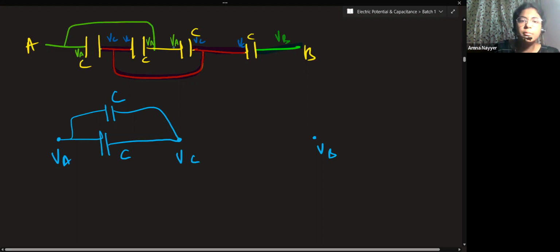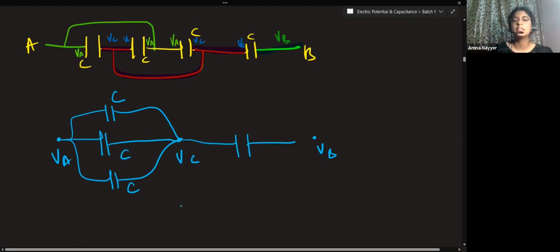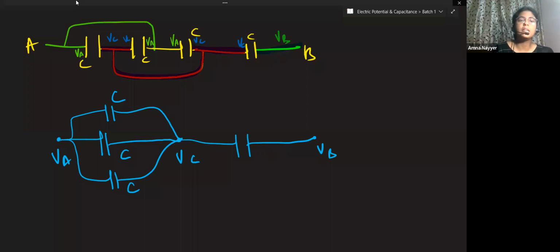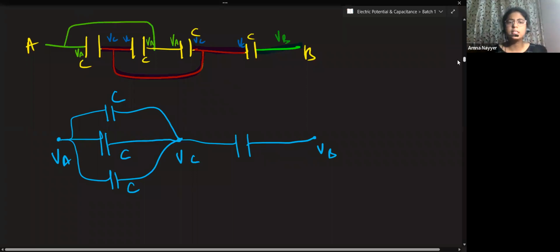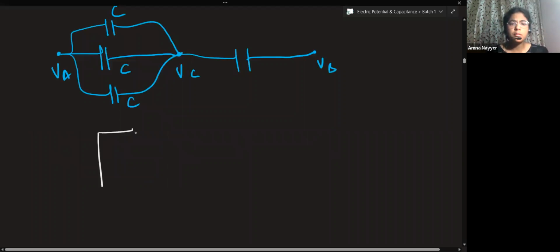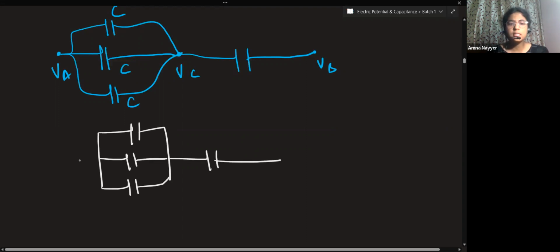This third one is coming also between C and A. I have added it. Fourth one, this is coming between C and B. Added. Now see, how can I write my whole circuit? This is basically three capacitors connected in this manner with the fourth one in this. This was A point, this was B point. C, C, C, C.